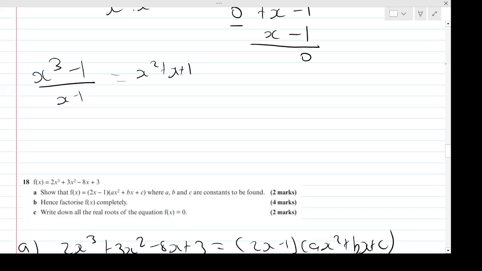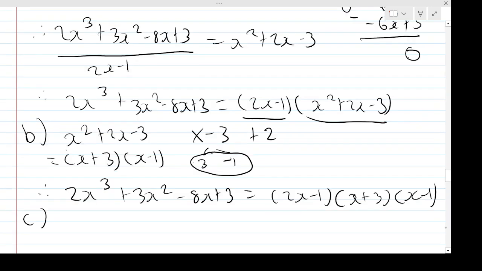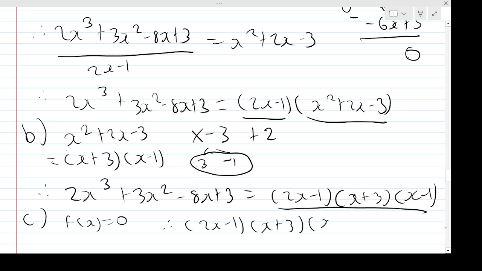Well, f of x again is those factors, right? So if f of x is 0, which is this cubic, then that means that this whole thing has to equal 0. So 2x minus 1, x plus 3, x minus 1 equals 0. Well, there we are then.